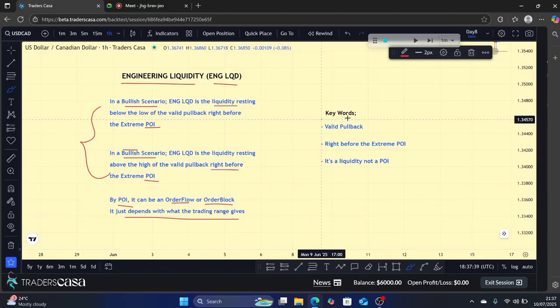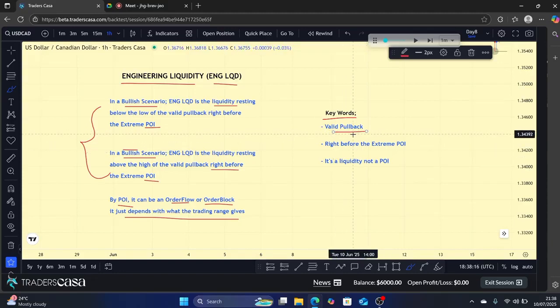Now here are the keywords. The first keyword is a valid pullback, just like in inducement. That needs to be a valid pullback. So if you don't know how to identify a valid pullback, you need to start with that. That is a very important part. Without that, it will be very hard for you to mark things correctly onwards in the SMC journey. So it needs to be a valid pullback.